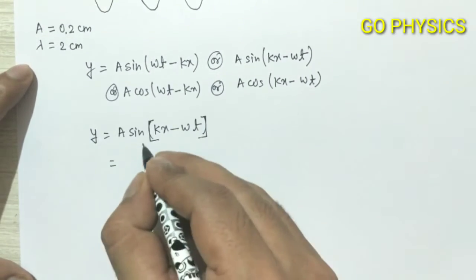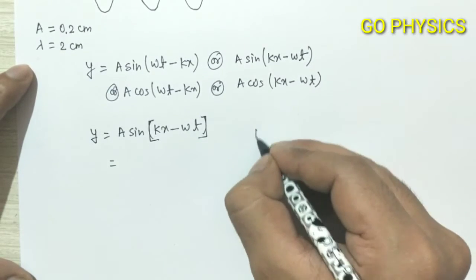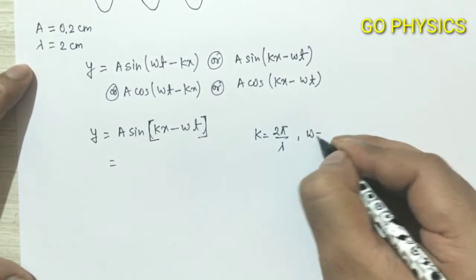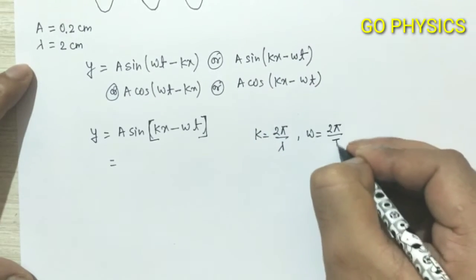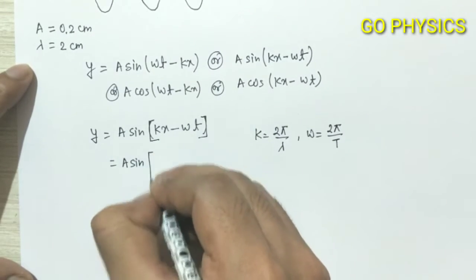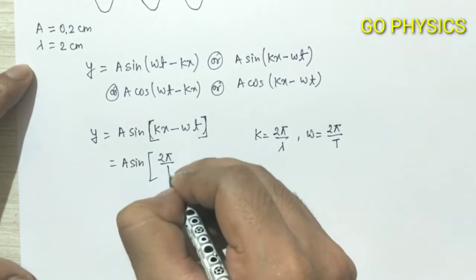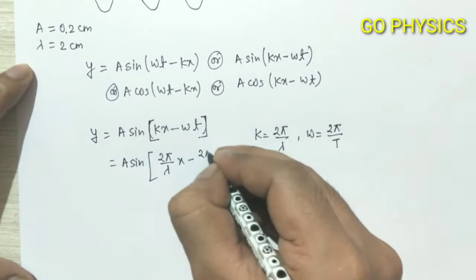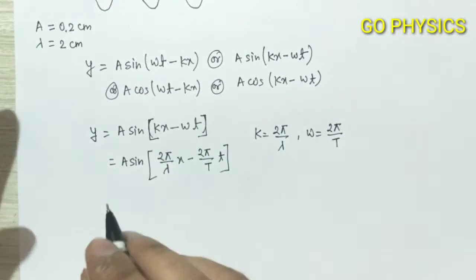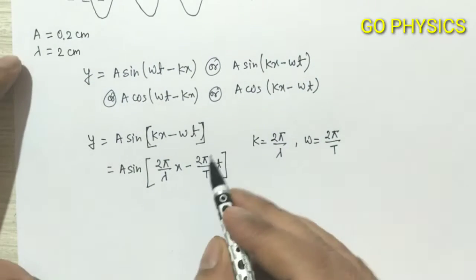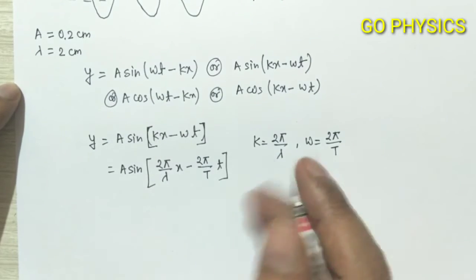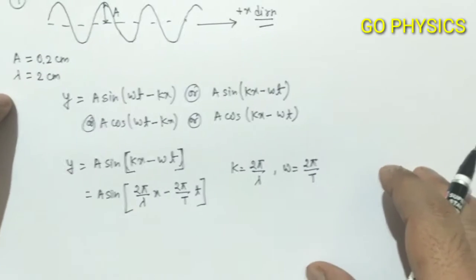Now we know that k, that is wave number, is equal to 2 pi by lambda, and omega, that is angular frequency, is 2 pi by capital T. Now we will substitute these values here. So it will be a sin (2 pi by lambda x minus 2 pi by T into small t). Now the value of lambda is given as 2 centimeter, but we don't know the value of time period, capital T. So first we will find the time period with the help of the speed formula.